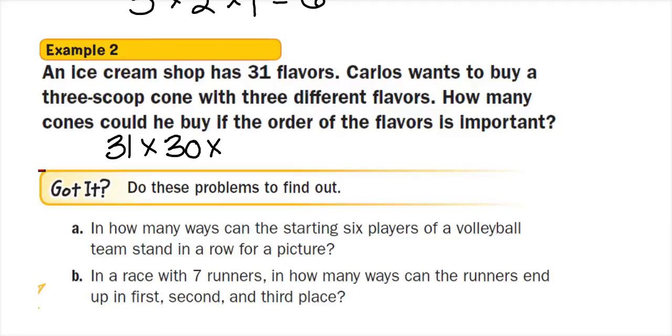And then he can't use either of those two again. So how many does he have to pick from now? That would be 29. All right, so go ahead and grab a calculator. If you don't have one, pause it and go grab one real quick. So we're going to do 31 times 30 times 29. That's going to come out to 26,970.